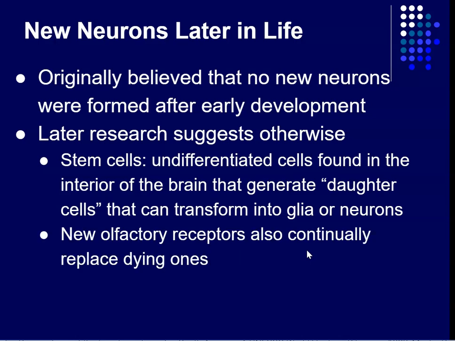For example, new olfactory receptors are continually replacing dying ones, at least in many of the other mammal species that have been studied. These neurons are constantly being exposed to the environment in your olfactory epithelium, deep in your nasal passages, and they have a half-life of about 90 days. In other words, they live for about 90 days on average, before new stem cells differentiate into adult olfactory receptors and take the place of the ones that have died off.